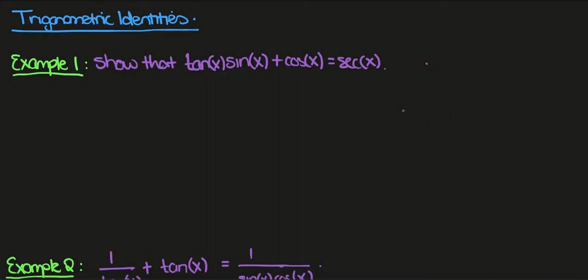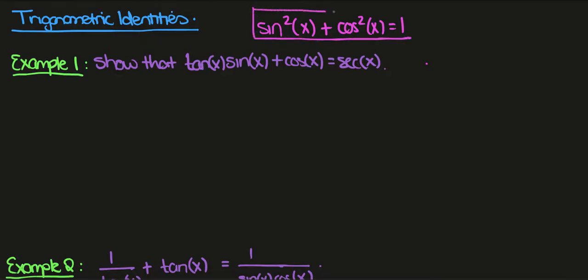Okay, so in today's video, we want to look at trigonometric identities. What we're going to manipulate primarily is the Pythagorean identity sine squared x plus cos squared x equals 1. And we'll just manipulate this in particular ways to simplify certain trigonometric expressions.